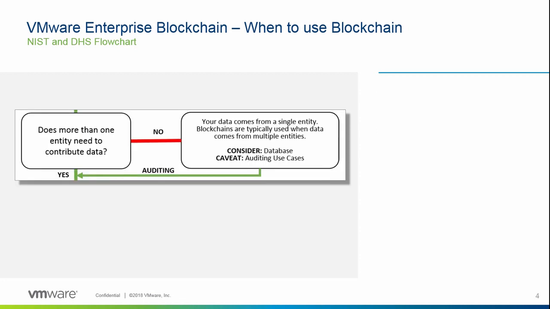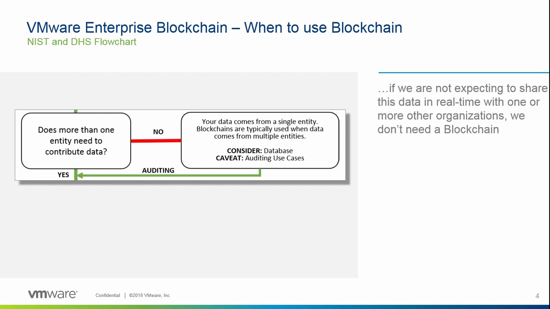Next question, does more than one entity need to contribute to the data? If so, then maybe we have got a use case for a blockchain, but if the answer to that is no, and your data comes from a single entity, then blockchains are typically used when data comes from multiple places where there's a working group or a consortium. So you might want to consider a database. The only caveat around that is around auditing. If you have some specific auditing requirements, it may still be worth looking at blockchain even if things are coming from a single entity. But if we're not expecting to share this data in real time with one or more other organizations, it may be that we don't need the blockchain.